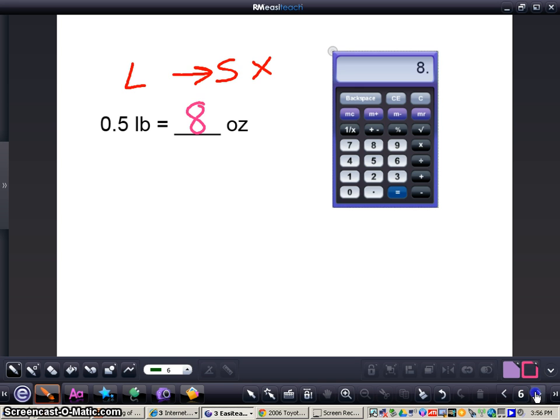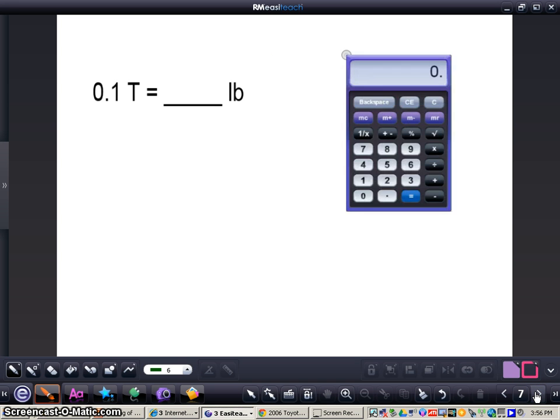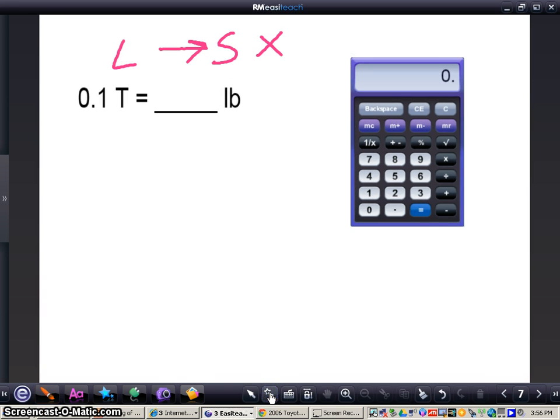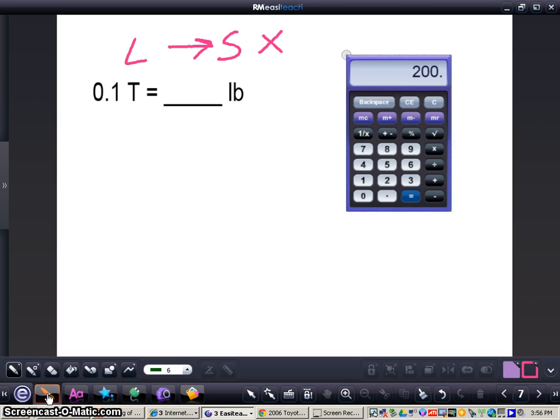Now what I want you to do is get out your math journal, pencil, and calculator. I want you to do a couple of these problems with me, then I'll have you do some all by yourself. So we have 1/10 of a ton equals how many pounds? We need to think about whether we're going to multiply or divide. We're going from larger to smaller, so we're going to multiply. We're going to multiply by 2,000, because there are 2,000 pounds in 1 ton. So we can take 1/10 and multiply that by 2,000. So 0.1 times 2,000 equals 200 for my answer. So 1/10 of a ton equals 200 pounds.